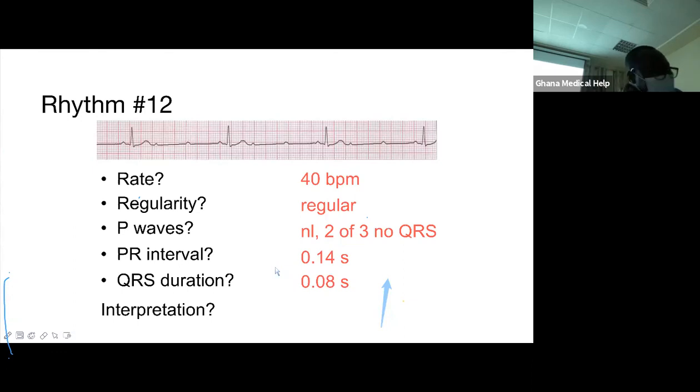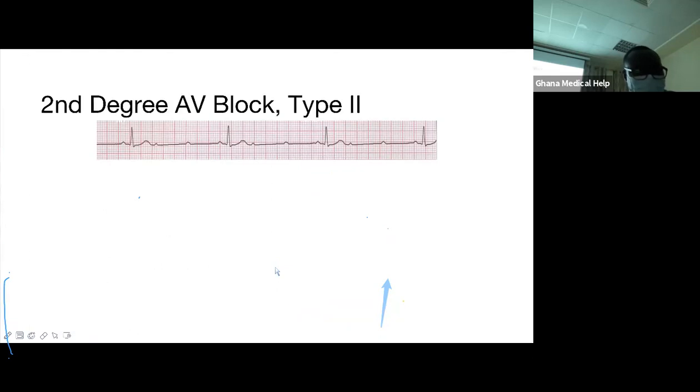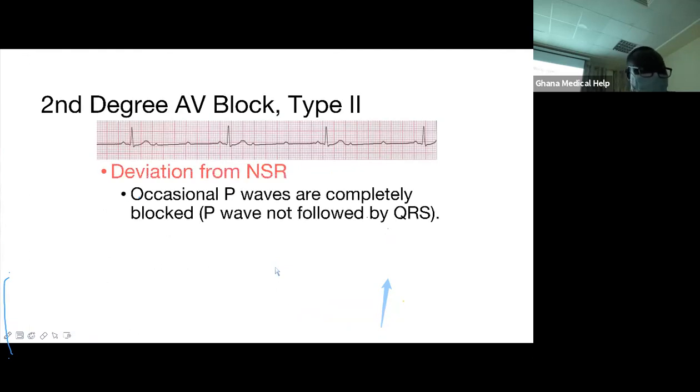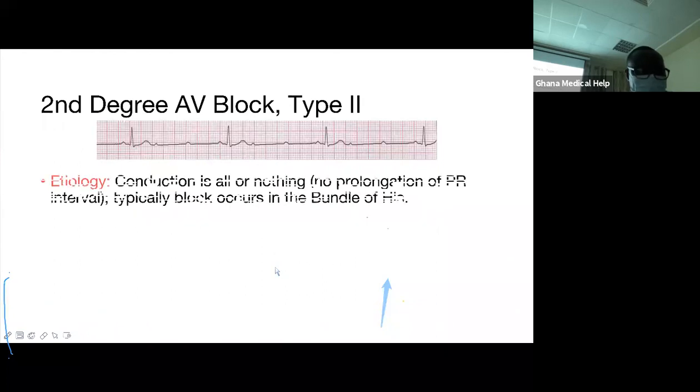So where some P waves come in without QRS and following a particular pattern, like a 2:1 block, a 3:1 block, that kind of thing, typically we say it's a second degree heart block. Okay, so this is still second degree.